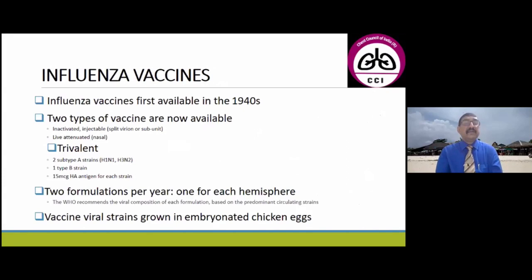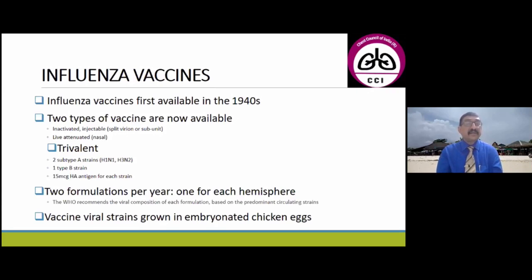So coming to the influenza vaccine, it was first available in 1940. Two types of vaccines are now available. One is a trivalent vaccine, the other one is a quadrivalent vaccine. So it is an inactivated injectable vaccine. It is live attenuated. Coming to the trivalent vaccine, two subtype A strains, that is H1N1 and H3N2.